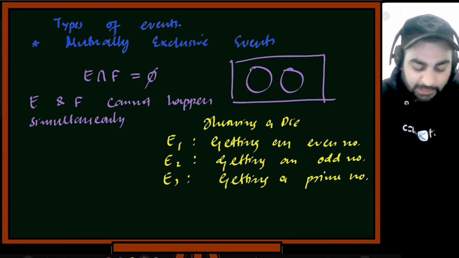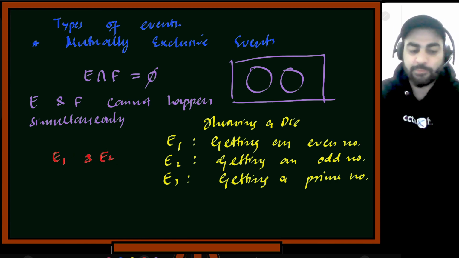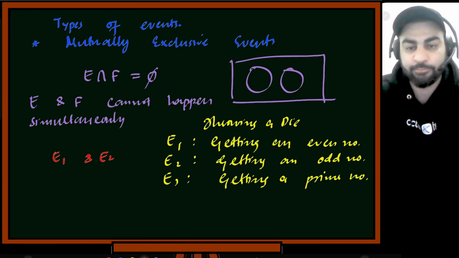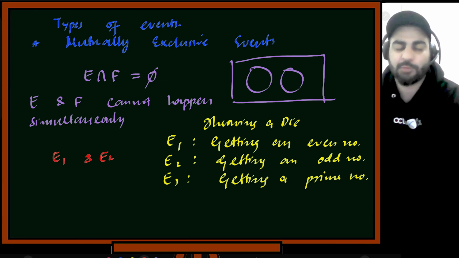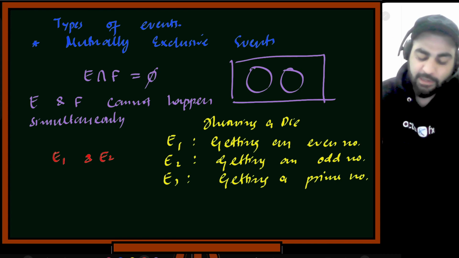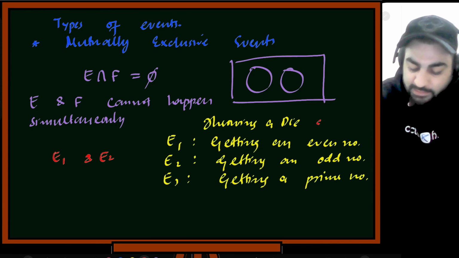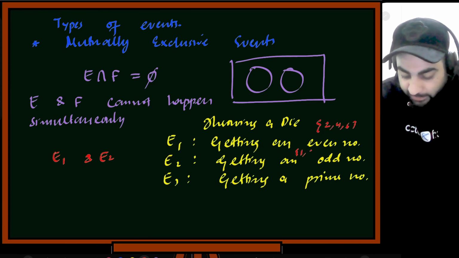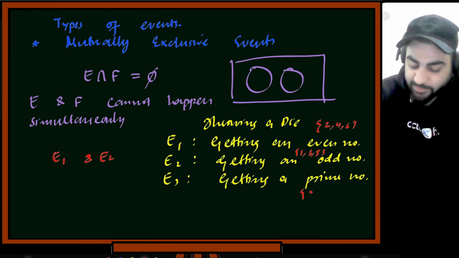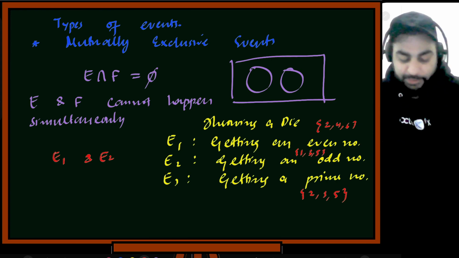So can I say that E1 and E2 are mutually exclusive? Amir, starting with you. Yes, sir. So why are they mutually exclusive? Because if an elementary event is in E1, which is even, it will not be in E2. If you enumerate these, even numbers will be 2, 4, and 6. Odd numbers will be 1, 3, and 5. Prime numbers will be 2, 3, and 5. Okay. So E1 and E2 are mutually exclusive.